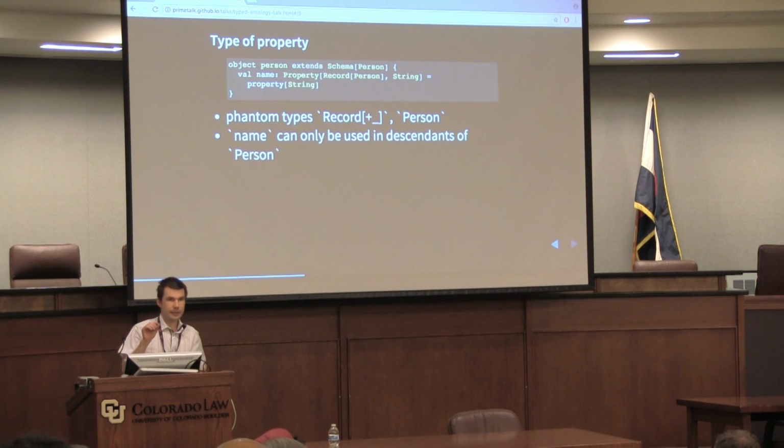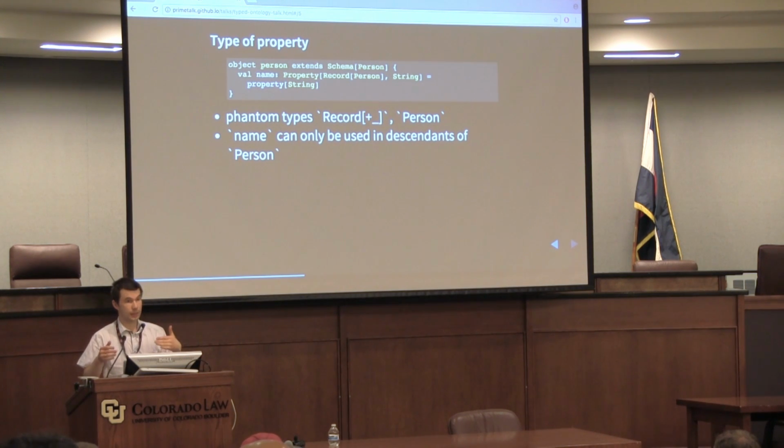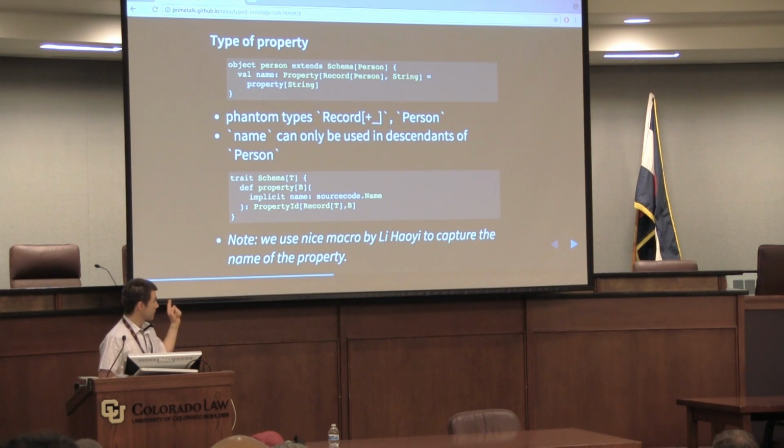The trick here is that the property object has two types. The left type says which record this property belongs to, and the right type describes what you are going to store in that property. It's not necessarily the data type itself, but it somehow describes the data that is inside this property. And for this small trick, there is a library that, using macros, allows taking the name of the variable.